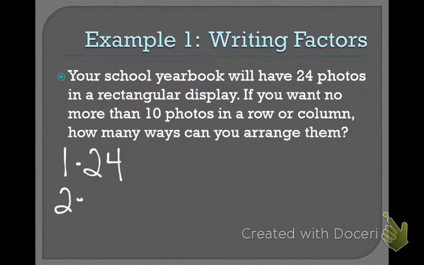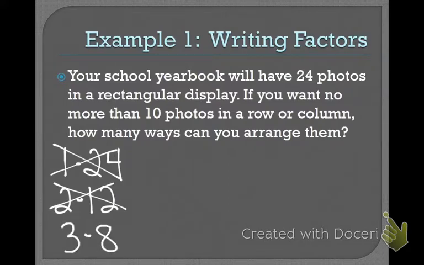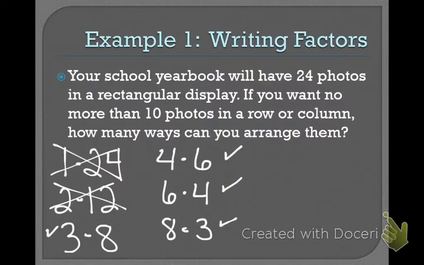All right, what about 2 and 12? Does that meet the criteria? No, it doesn't. 12 is still more than 10. So 2 rows of 12 is still more than 10 photos in a row, so that doesn't work. All right, so these two don't work. What about 3 rows of 8? Okay, that one's good. What about 4 rows of 6? Yes, that one's good. What about 6 rows of 4? Yes. And 8 rows of 3? Yes. And now that we're looking at some of these repeating factors, we know that we've covered all of the potential combinations that can be multiplied together to equal 24. So I see clearly that there are 4 possible ways to display this.